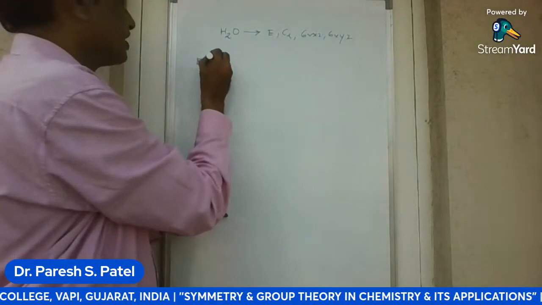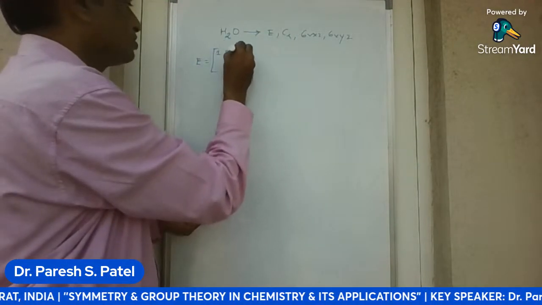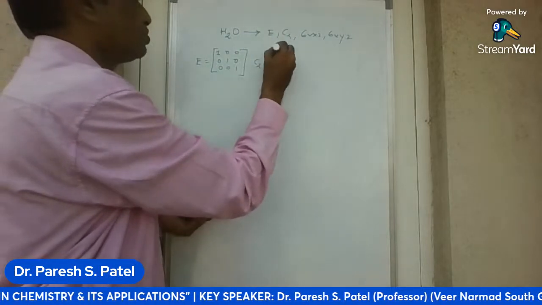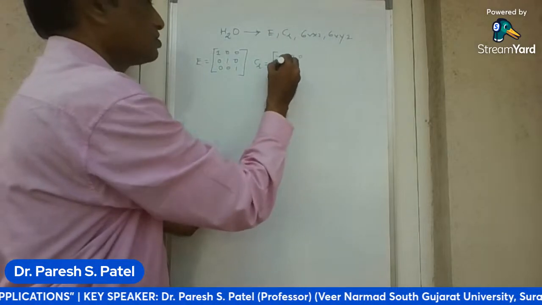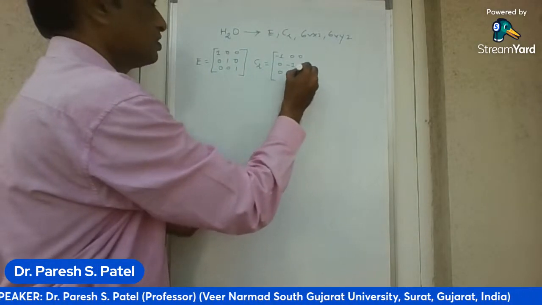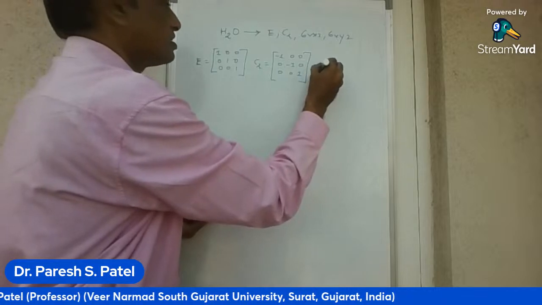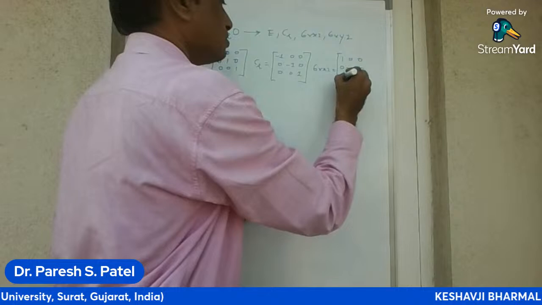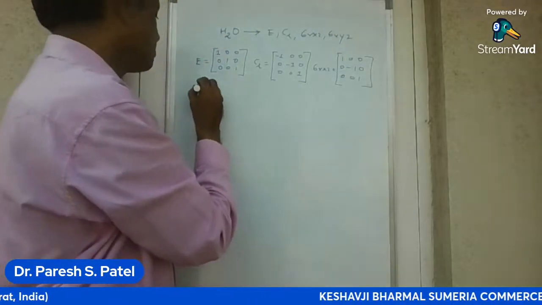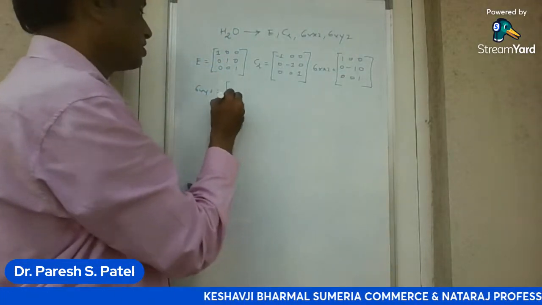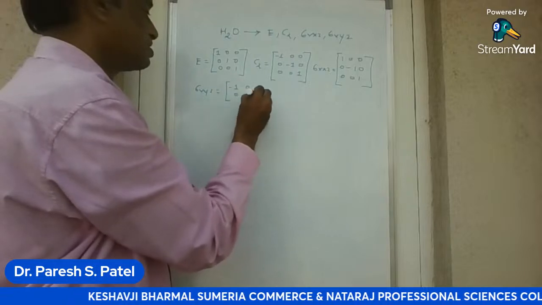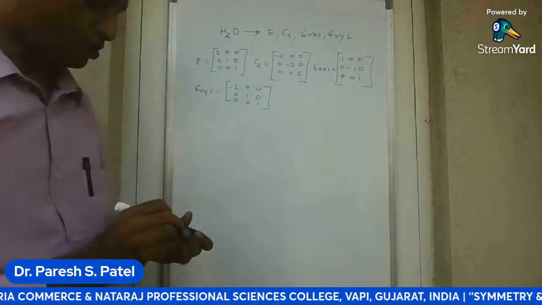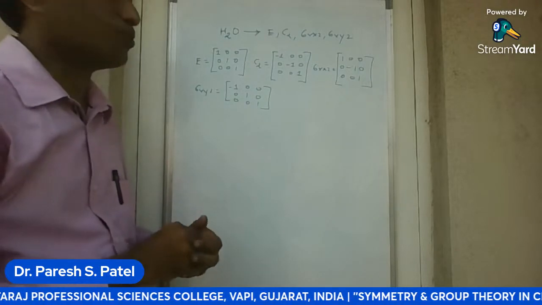The matrix representation for the identity symmetry operation is 1 0 0, 0 1 0, 0 0 1. The matrix representation for C2 is minus 1 0 0, 0 minus 1 0, 0 0 1. Sigma Vxz is 1 0 0, 0 minus 1 0, 0 0 1. Sigma Vyz is minus 1 0 0, 0 1 0, 0 0 1. Okay. So these are the different matrices for the symmetry operations of the water molecule.